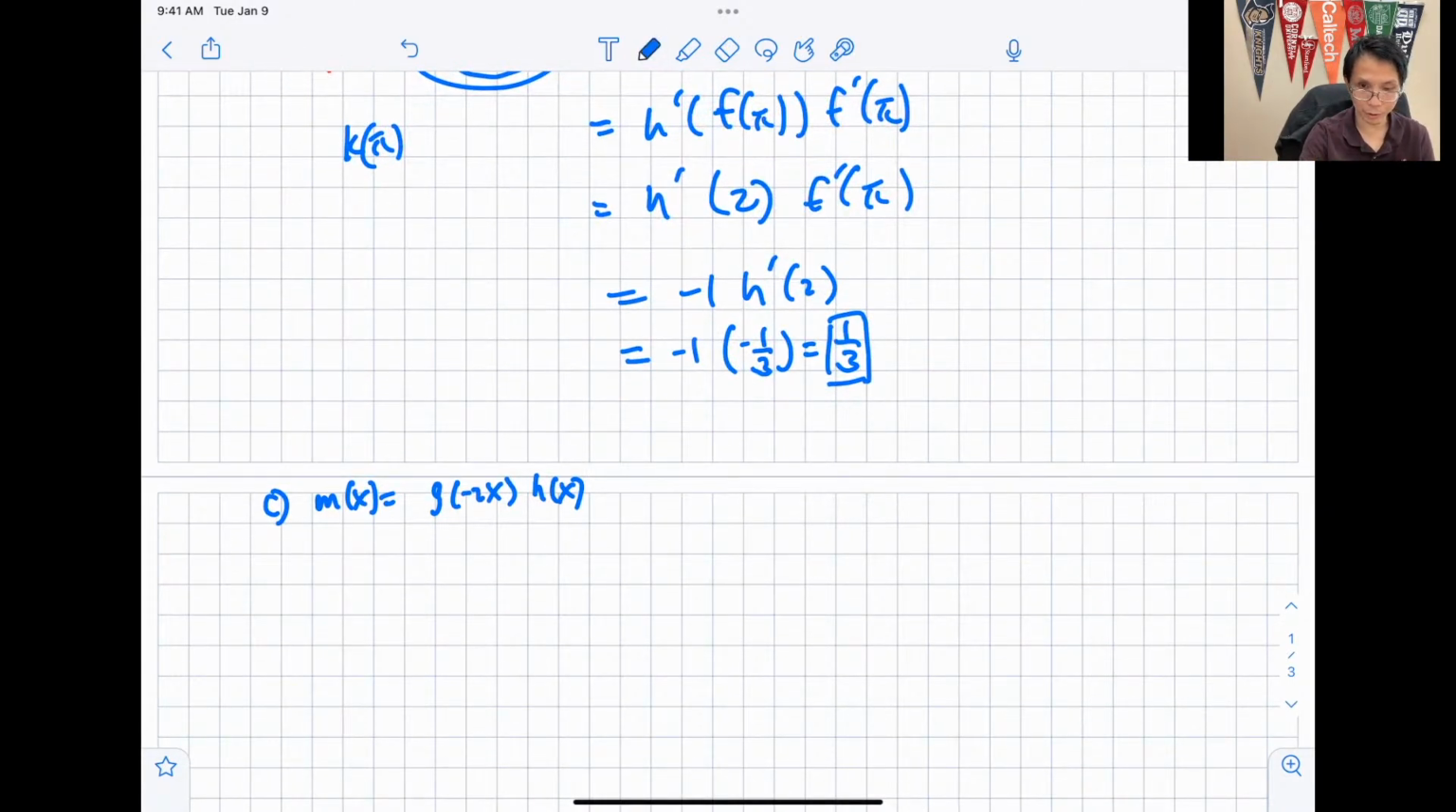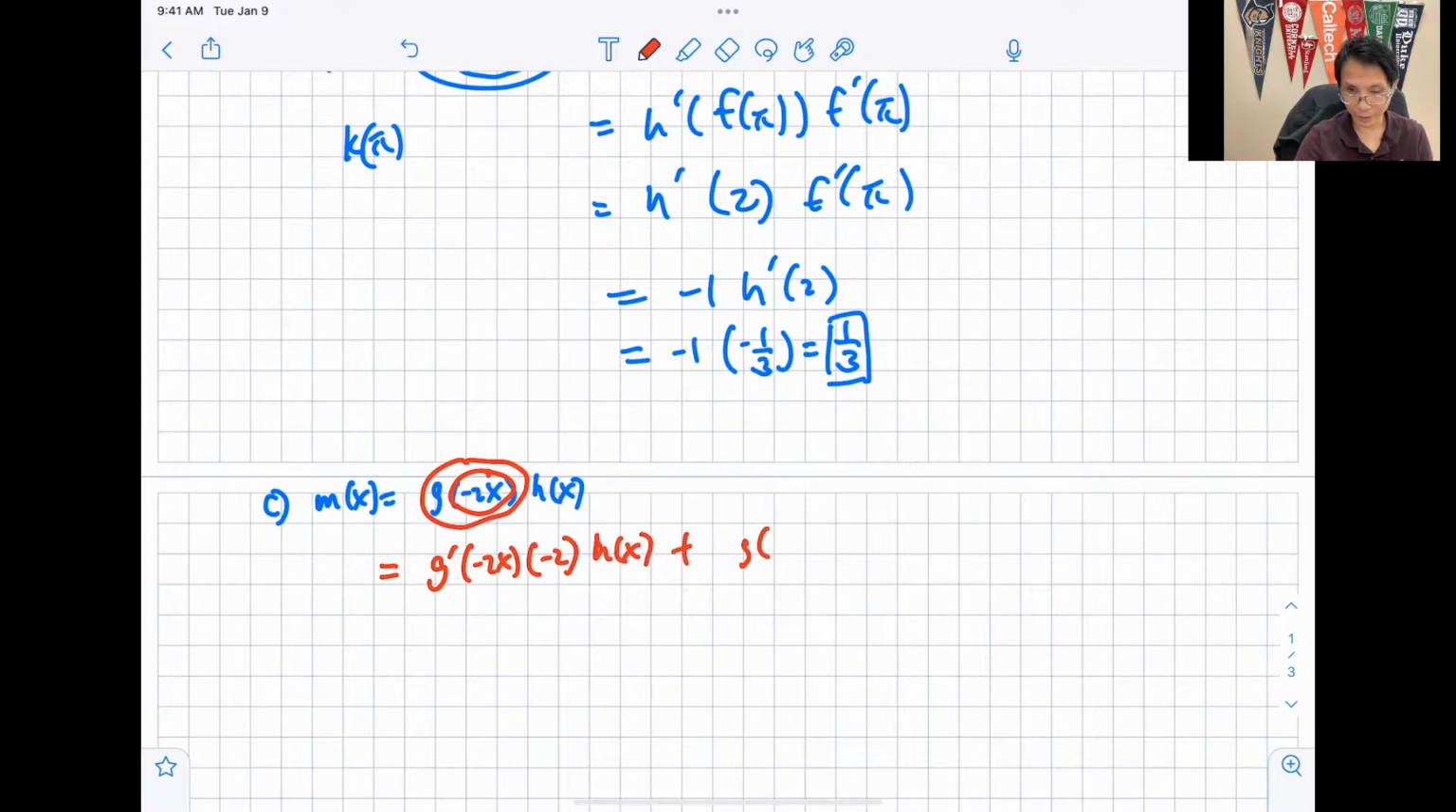Now what happened is I will show you. Here there is a chain rule. Do you see that 2-layer? And that's a problem people usually miss. And also there are 2 functions. If 2 functions multiply each other, what kind of rule do I need to use? Product. So it'll be g prime of negative 2x times negative 2 times h of x, and then plus g of negative 2x times h prime of x.